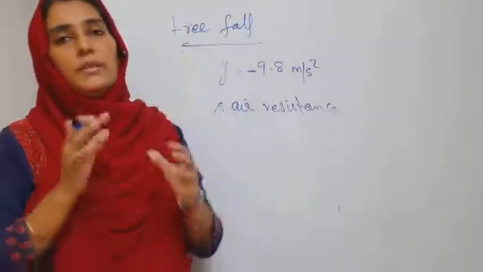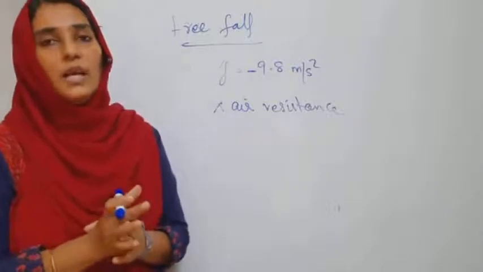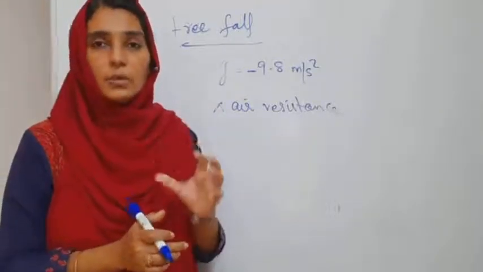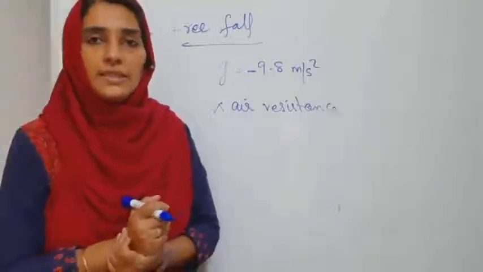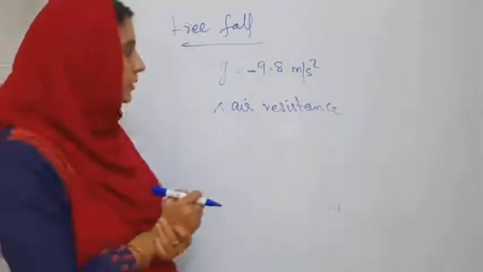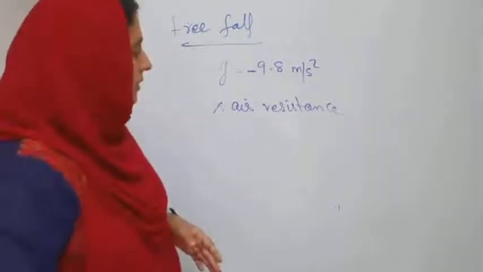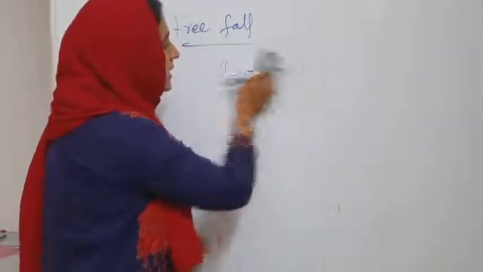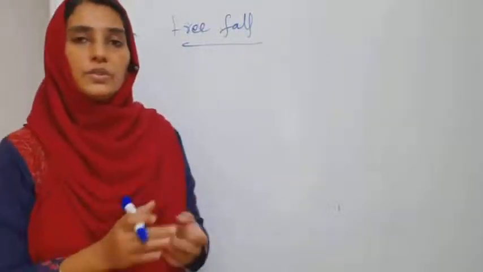So what happens in free fall, or a freely falling object? We can consider free fall as the motion of any object that is released near the surface of the earth such that it moves under the influence of gravity alone. So that is actually what free fall is. In this, we have to study the relation between velocity and time, acceleration and time, position and time for a freely falling object.